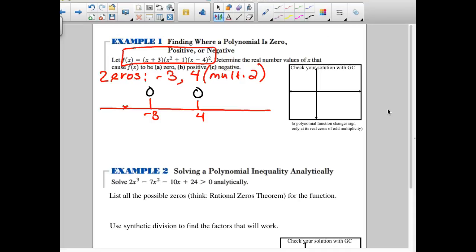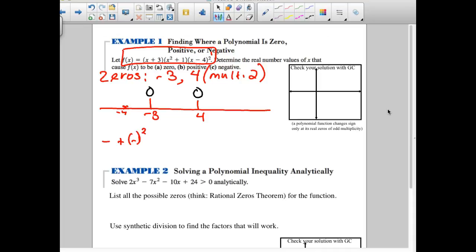Okay? So if I chose negative 4 and I put it into this first factor, negative 4 plus 3 is a negative number. Yes? Okay, so I'm going to write down a negative. In my next factor, if I put negative 4 in there and square it, and then add 1, I get a positive answer. Okay? Plus sign. If I put negative 4 into my third factor, sorry, negative 4 minus 4 is negative, but it's getting squared. Okay?